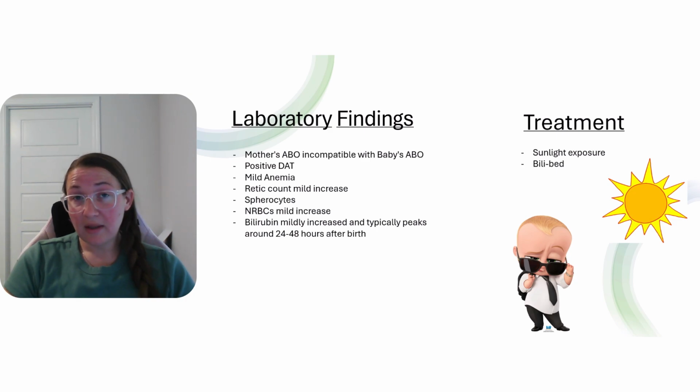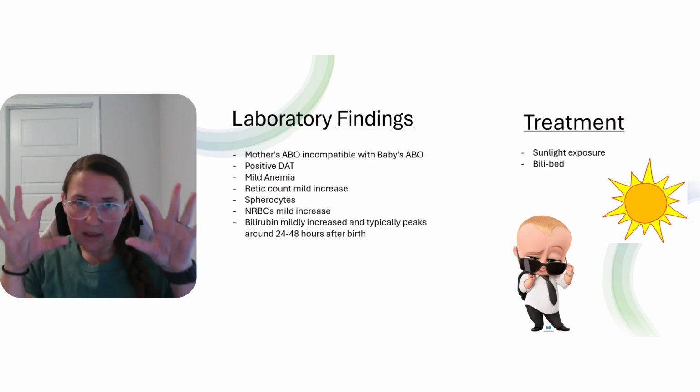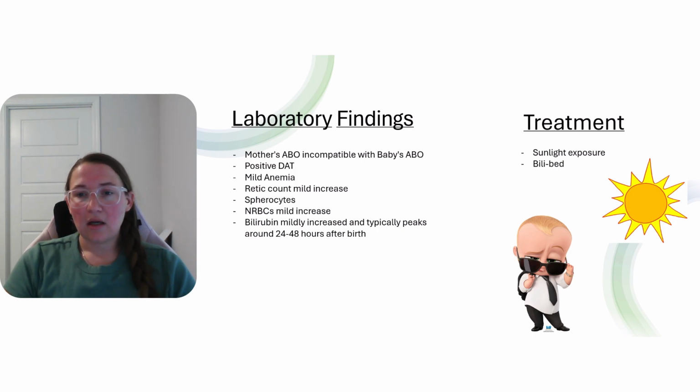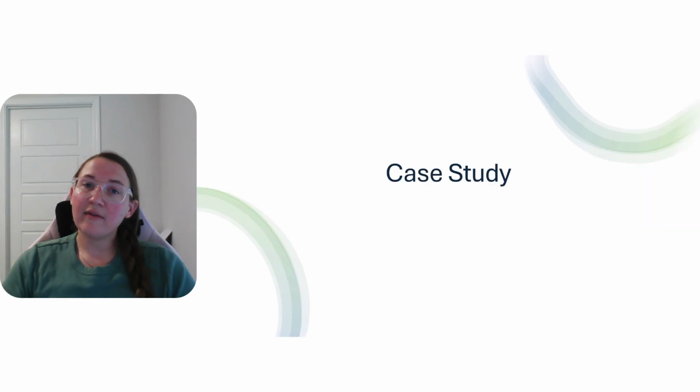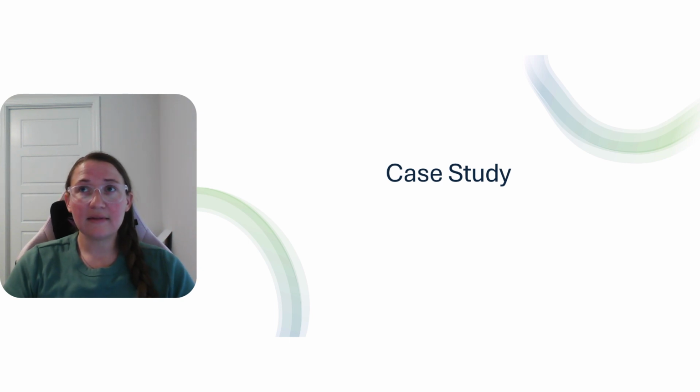But more commonly, babies will go into something called a bilibed, and it's just a phototherapy where usually you'll see sunglasses put on the baby, or sun stickers that look like sunglasses to protect their eyes from the UV lights, and they'll get put in a bed that emits light onto the baby's skin to break down that bilirubin. So now that we've talked about all of the clinical findings and what exactly it is, let's review a patient.